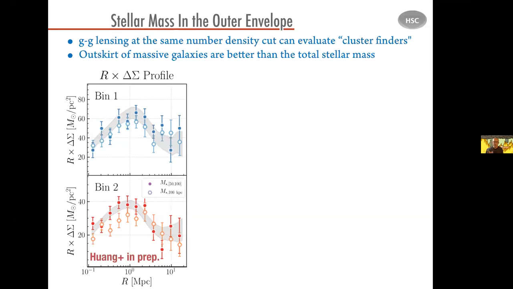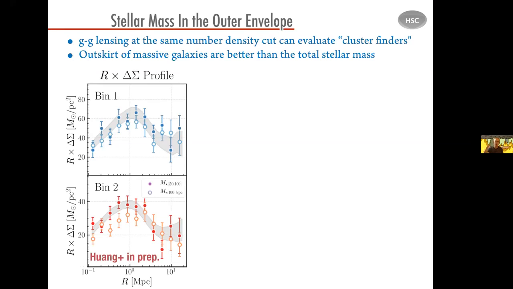Our idea is very simple. We just evaluate different measurements of stellar mass, or different parts of the galaxy, and try to see which part is a better proxy of halo mass. We use the GG lensing signal of massive halos selected in different ways in the same number density bin. Basically, you can imagine that we select the top 50, or top 50 to top 100, most massive halos given certain observational proxies, and we compare their GG lensing signals.